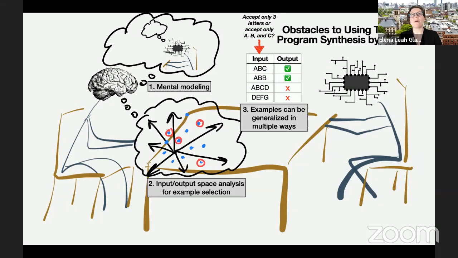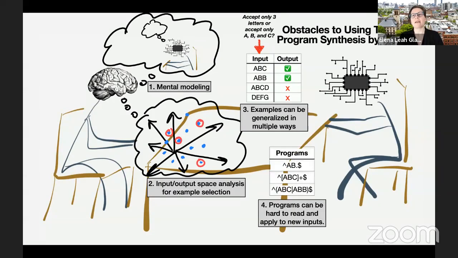And so the less aligned our inductive biases are, the more examples we may have to give just to clarify, and that really reduces the utility of the system. And finally, whether the user is an experienced programmer or an inexperienced end user, programs can be difficult to read, and they are definitely effortful to mentally apply to current and hypothetical future inputs. So these are usability obstacles of traditional program synthesis by example.